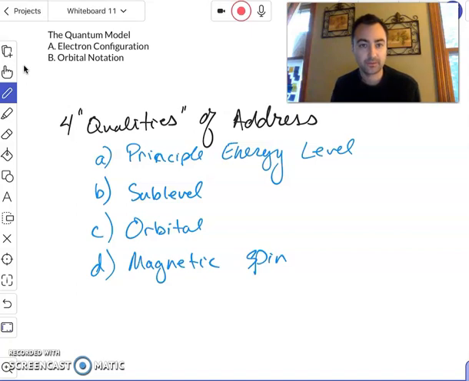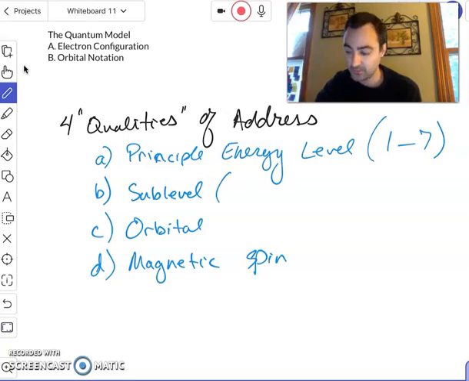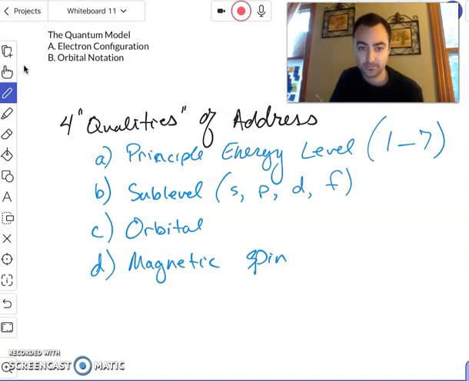We have different symbols to represent each of these qualities. The principal energy level is given as a number. Is it in the first energy level, or the second or the third? It goes all the way up to 7, so the principal energy level is any number from 1 to 7. For the sublevel we have 4 different labels: the S, P, D, or the F sublevel. Those are the 4 possible sublevels for electrons.